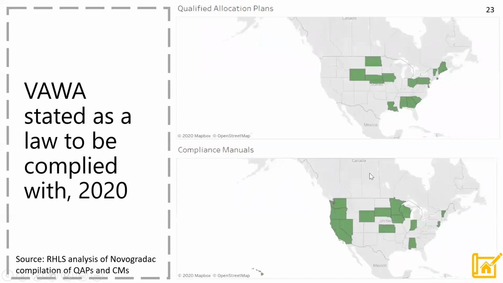Great. So this second map, or maps I should say, shows which states have included the Violence Against Women Act in the language of their documents as a law they need to follow. Again, combined, about half of the 50 states include VAWA as a law to be complied with. That also means that about half of the states in the US don't have any protections spelled out.